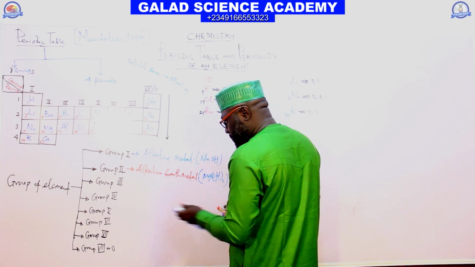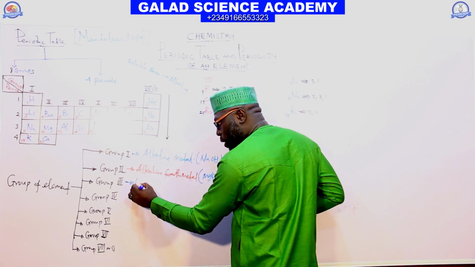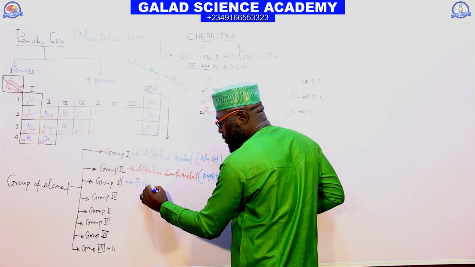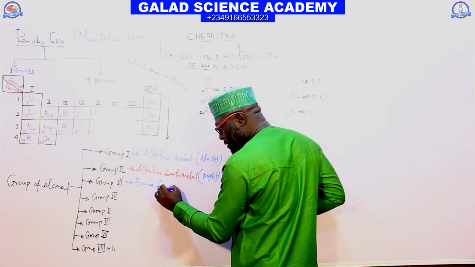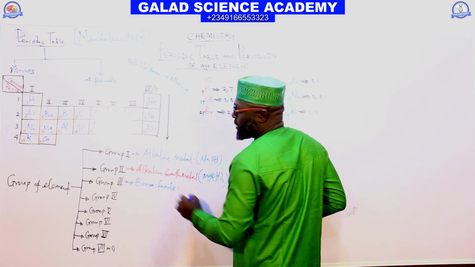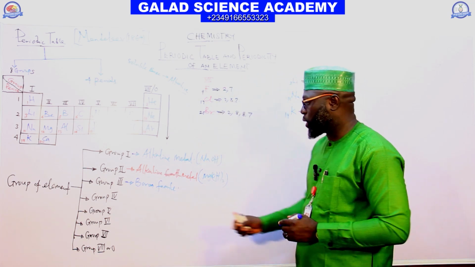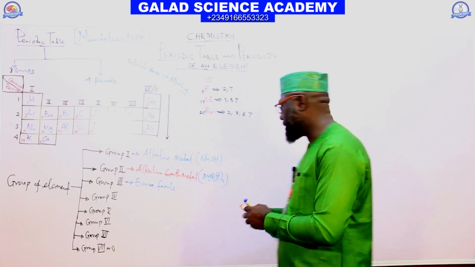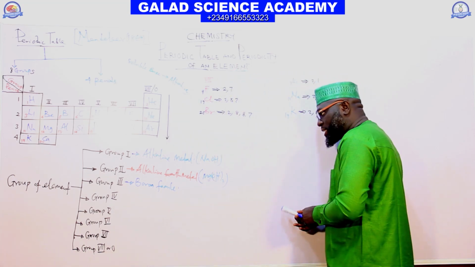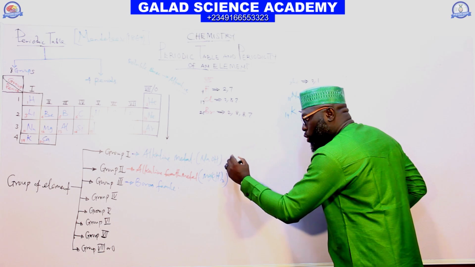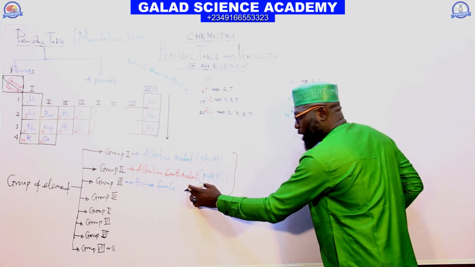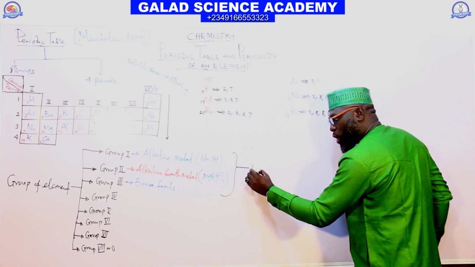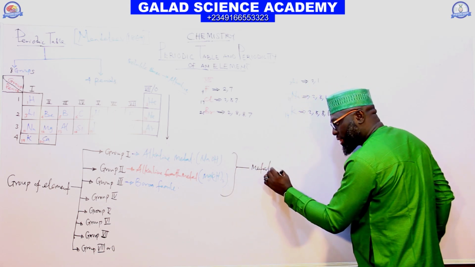And group 3 elements, you can call them what? Boron family. That's group 3 elements. And this group 1, group 2, and group 3 elements, all of them are called metals.